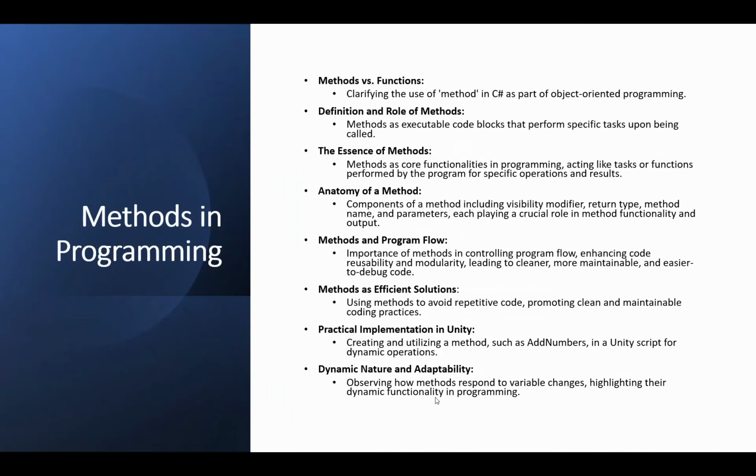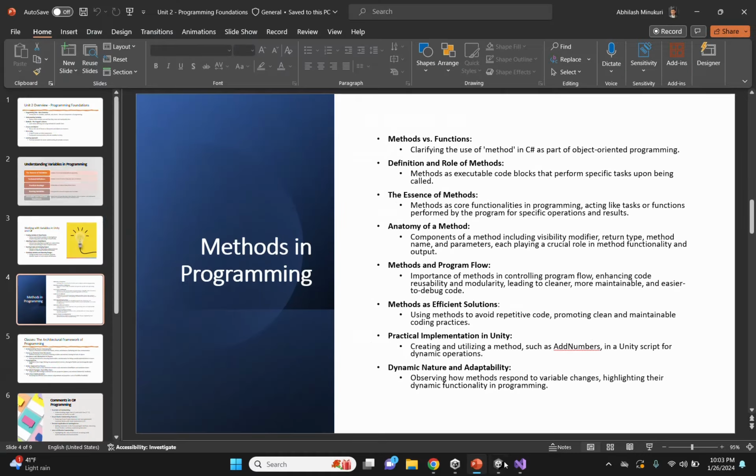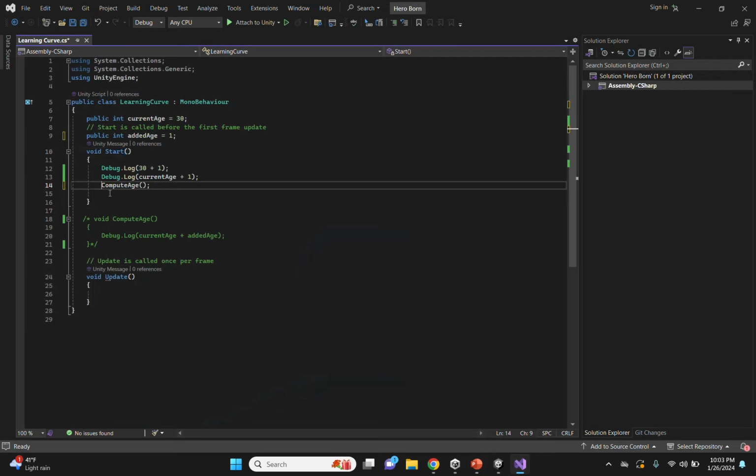So imagine you need to add two numbers repeatedly throughout your game. You could write the addition over and over, but that's like manually blending each smoothie ingredient instead of using the blender. So instead you create a method. So let's go back to Visual Studio. I have already created the method. So our method name is compute age.